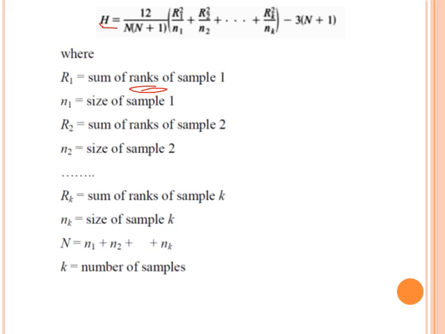R2 is the sum of the ranks of sample 2, Rk the sum of the ranks of sample k. Also, n1, n2, up to nk are the sample sizes, and capital N is the total sample size. Here, capital N equals n1 plus n2 up to nk, and k, of course, is the number of samples, as mentioned before.